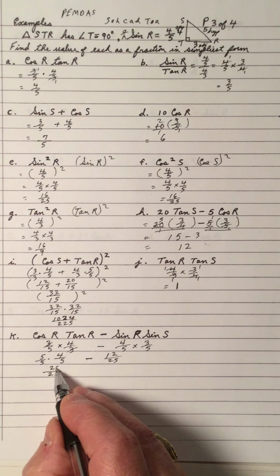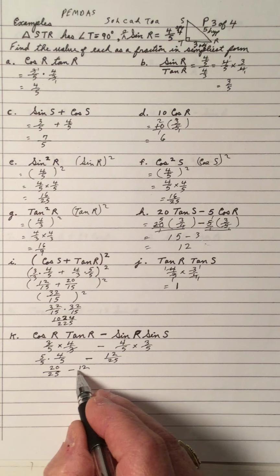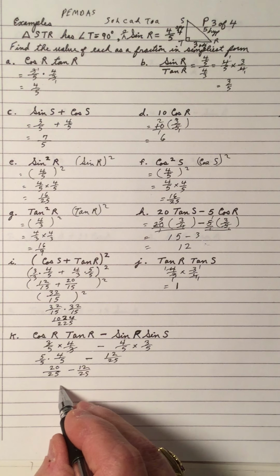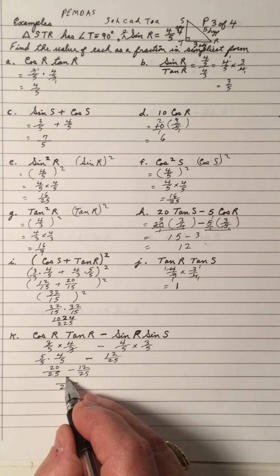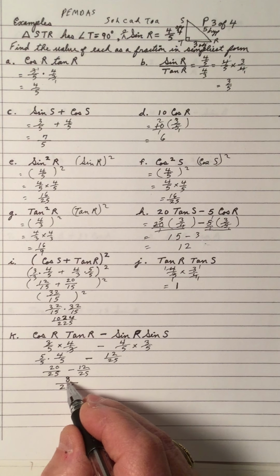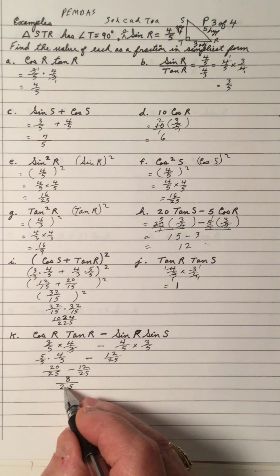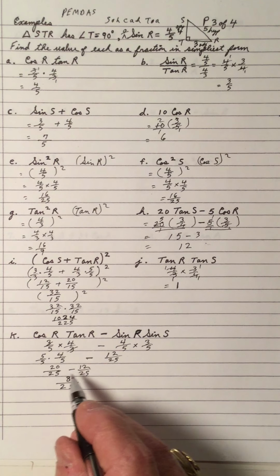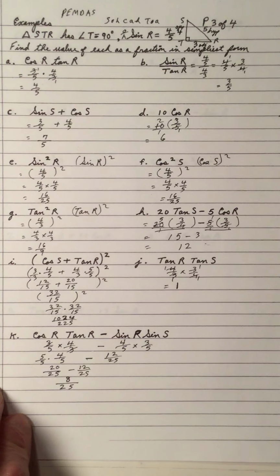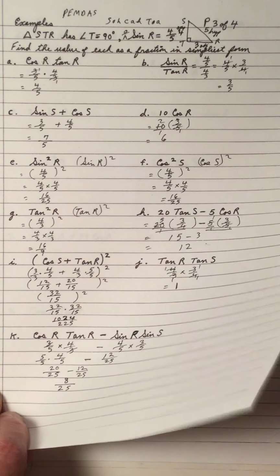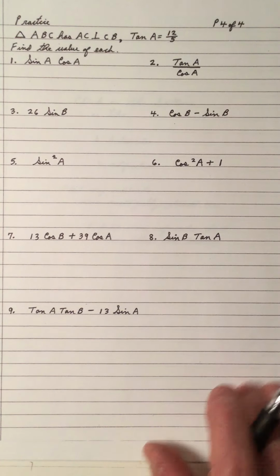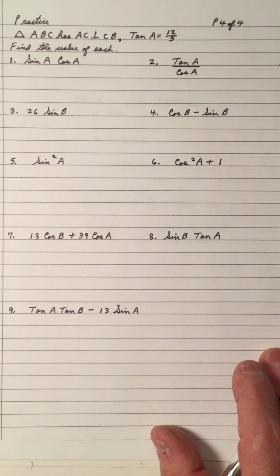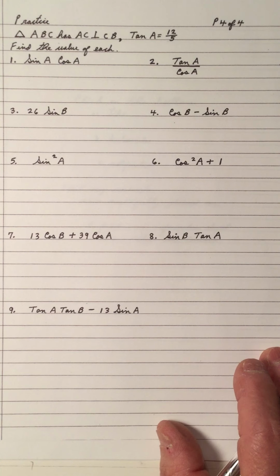5 times 4 is 20. Subtract 12 over 25. Common denominator is 25. 20 minus 12 is 8. 8 is even, 25 is a 5, so no common factors. So that's the final answer, 8 over 25. And as you can see, manipulation with PEMDAS. And practice means let's work these out, see how you're going to do.